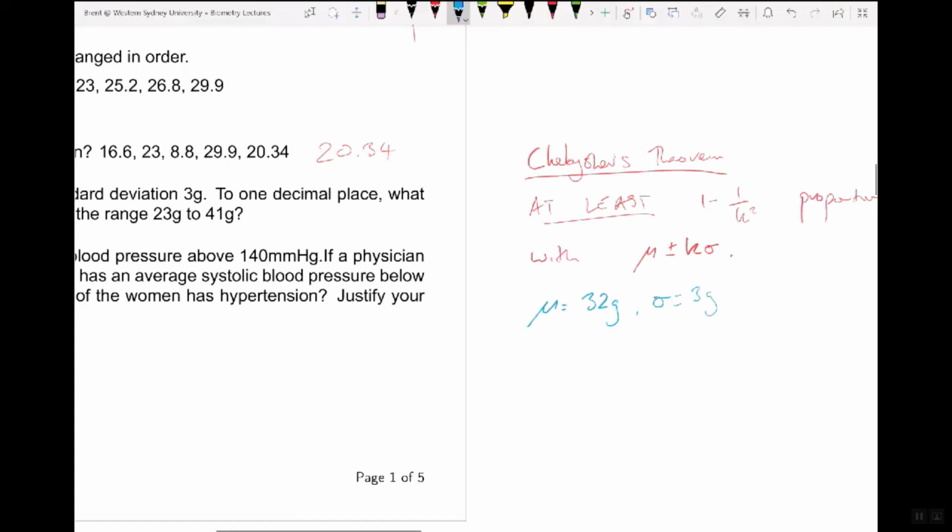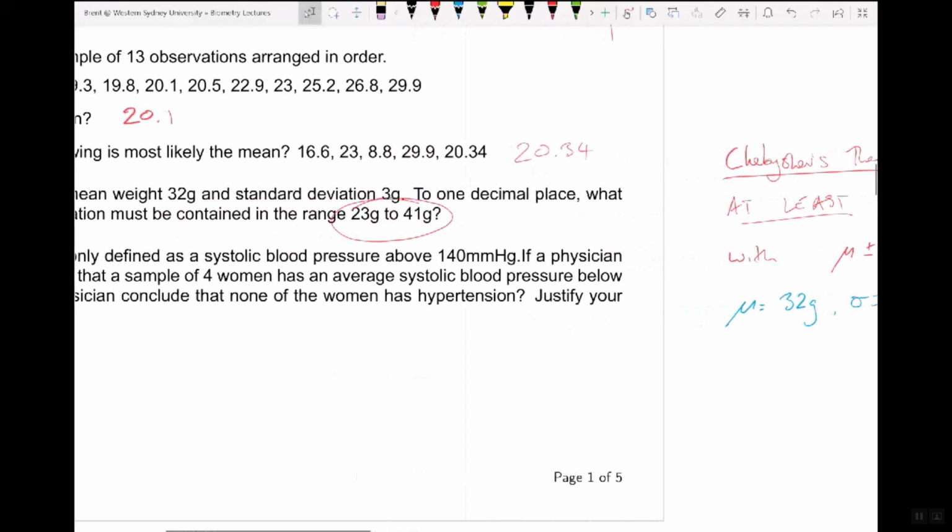9 divided by the standard deviation of 3 tells me that 23 is 3 standard deviations below the mean, and similarly 41 is 3 standard deviations above the mean. If that's too fast for you, then break it down and go slowly. I need to know how far away these values are from the mean in terms of multiples of the standard deviation, 1, 2, 3, 4.